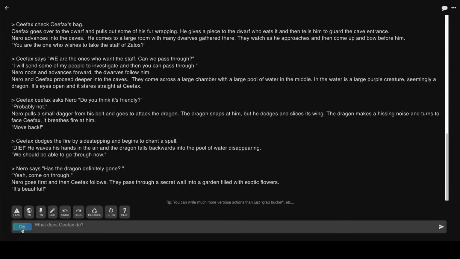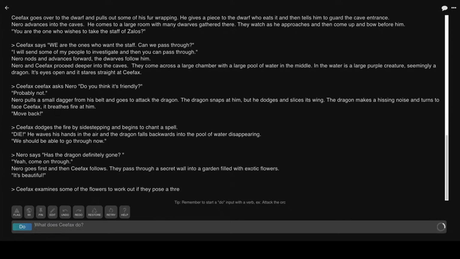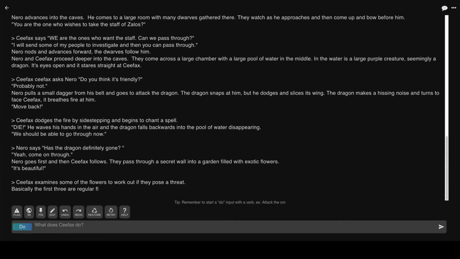Okay, this sure took a turn. It's not the AI that's stuck this time, it's me. I'm going to examine some of the flowers to work out if they pose a threat. I want to see if the AI has set a trap for us. So Ceefax examines some of the flowers to work out if they pose a threat.